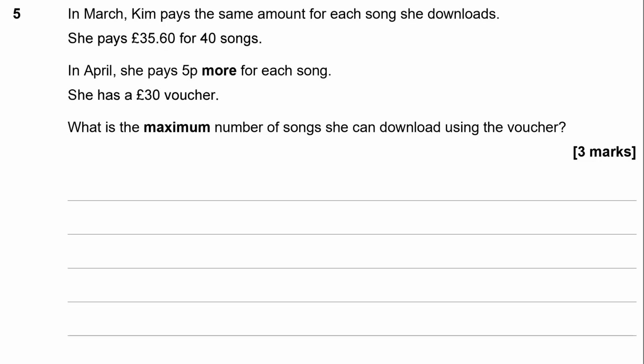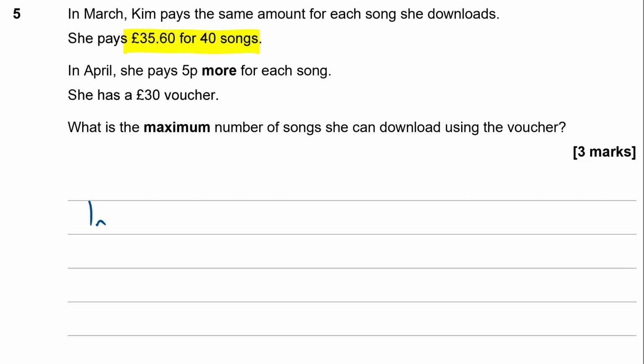What is the maximum number of songs she can download using the voucher? Okay, so there's a lot of information again here. Let's take it line by line and see what we can do with it. She pays £35.60 for 40 songs. So how much is each song then?